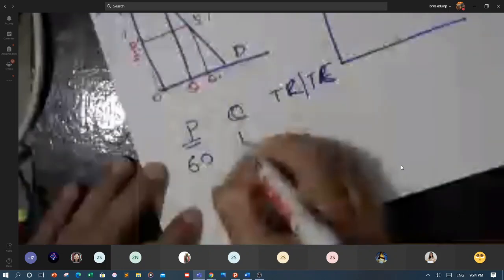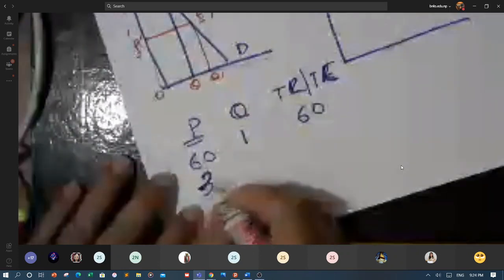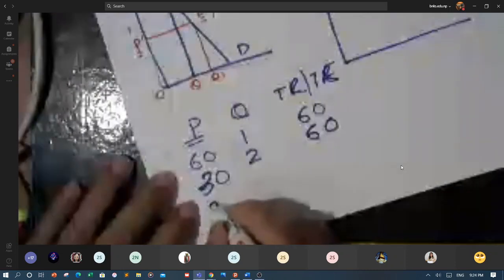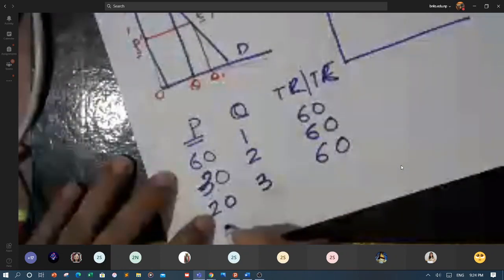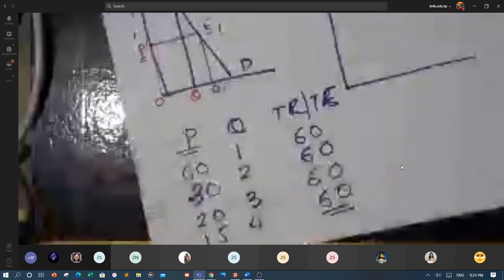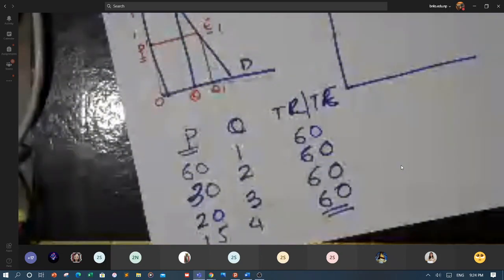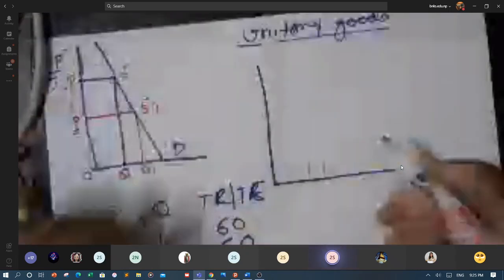Price is 60, quantity demanded 1, total 60. You decrease the price to 30, quantity demanded is 2, it is again 60. This is 20, 3, 60. This is 15, 4, 60. If the total expenditure remains the same with the change in the price, what do we call it? What type of good is it? Unitary elastic.